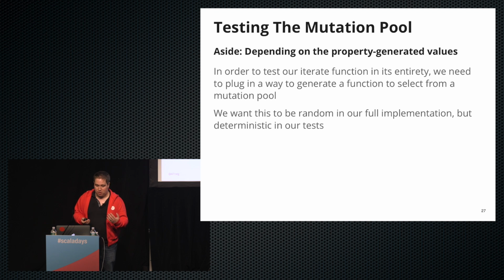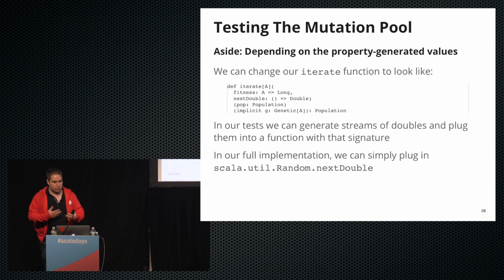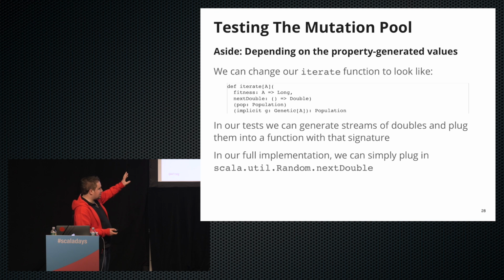But then when it comes to our real full implementation, we could provide an alternative way of providing a lot of doubles. So maybe we'll just change our iterate function to look like this. So we've got our fitness here, and now we've got this function, unit to double. So we can call this, and it will just return doubles for us. And I haven't shown all the tests that I've written here, but if we want to test this iterate function in full, we now have a way to really nail down what values we're going to call the mutation function with. And then, of course, when it comes to full implementation, we can just put in the random next double, and that will just fit nicely into that implementation.